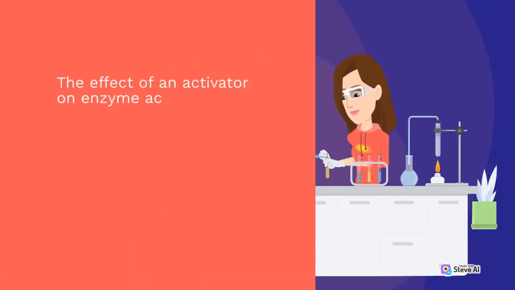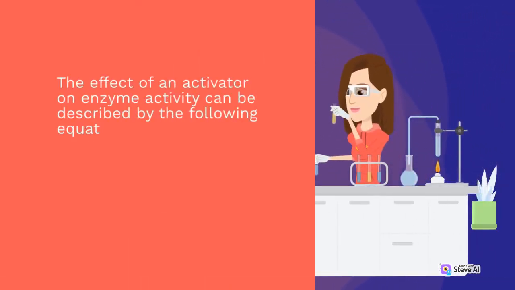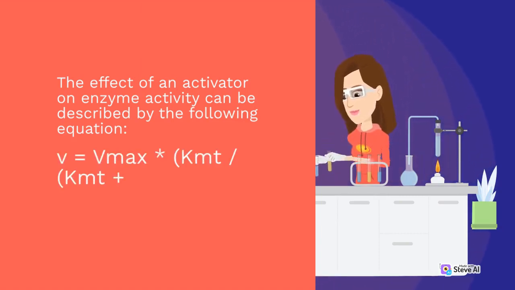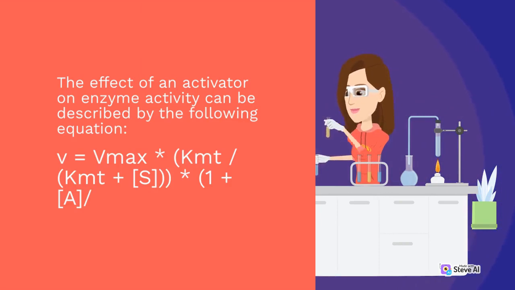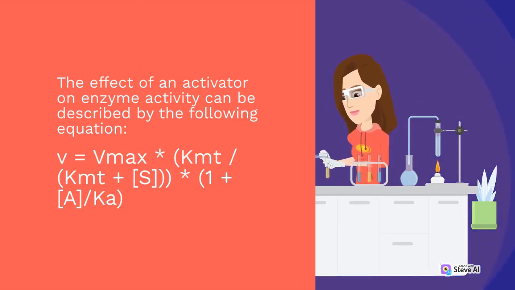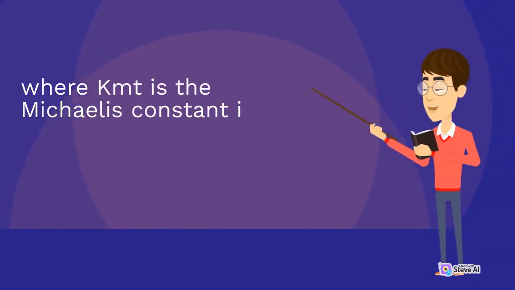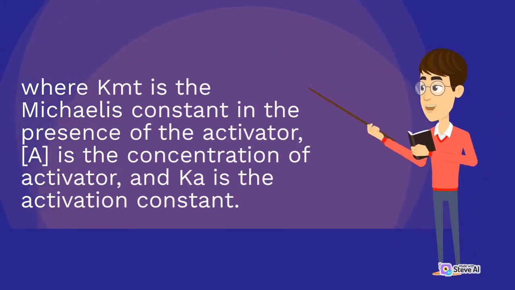The effect of an activator on enzyme activity can be described by the following equation. V equals Vmax, Kmt, Kmt plus, S, 1 plus, A/Ka. Where Kmt is the Michaelis constant in the presence of the activator, A is the concentration of activator, and Ka is the activation constant.